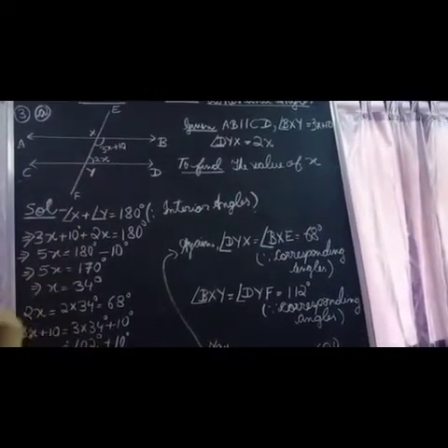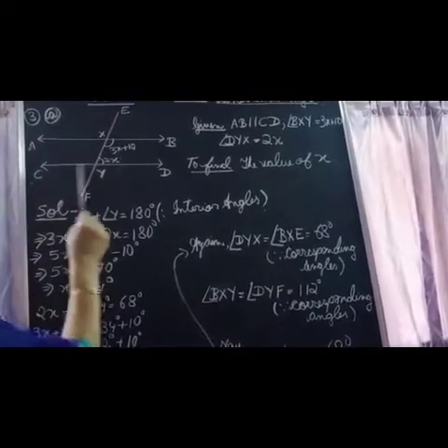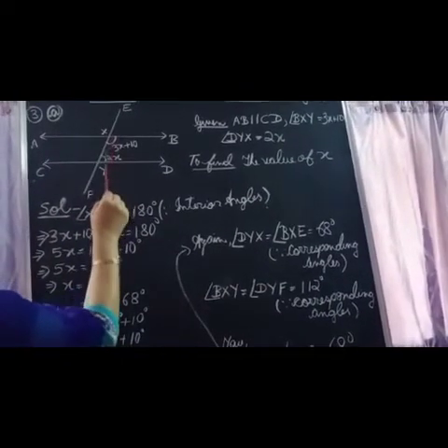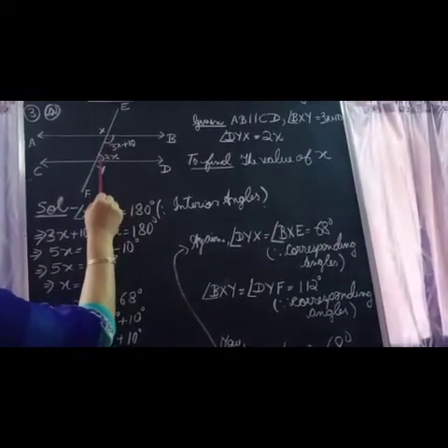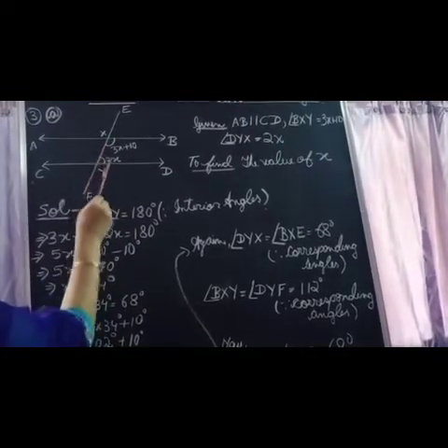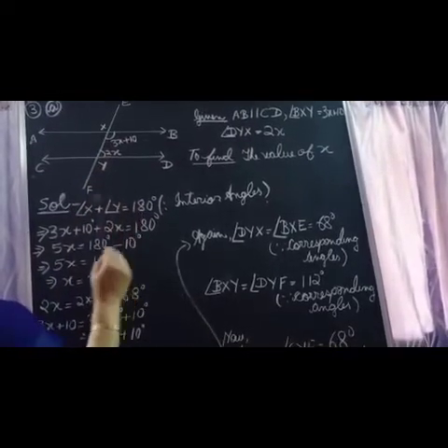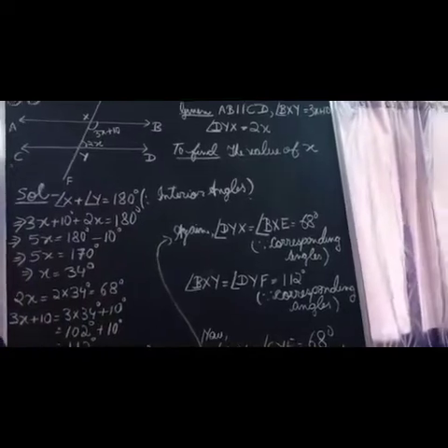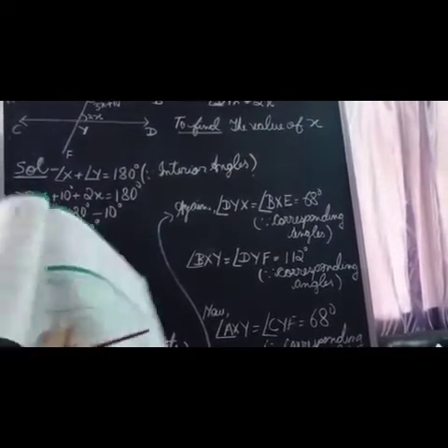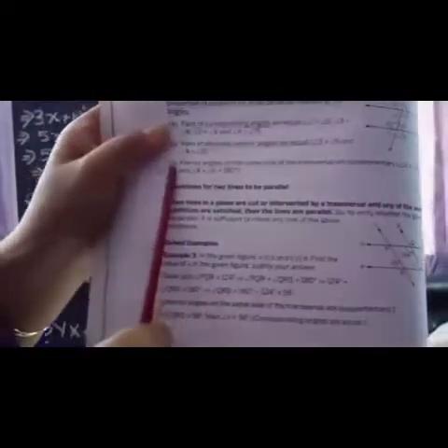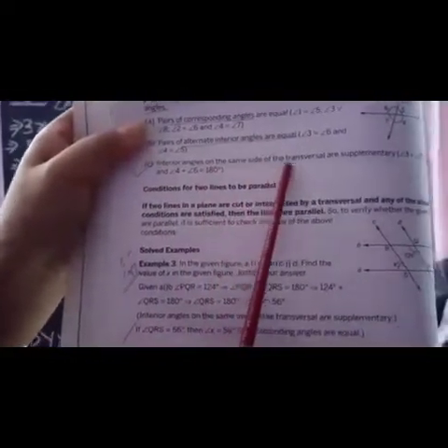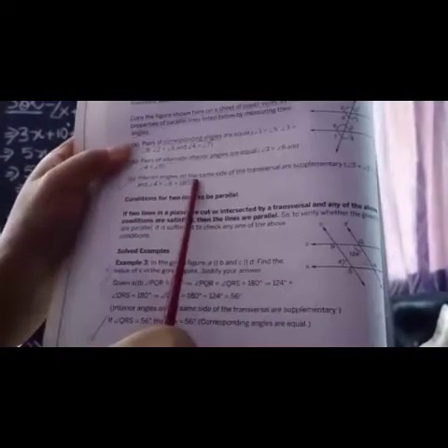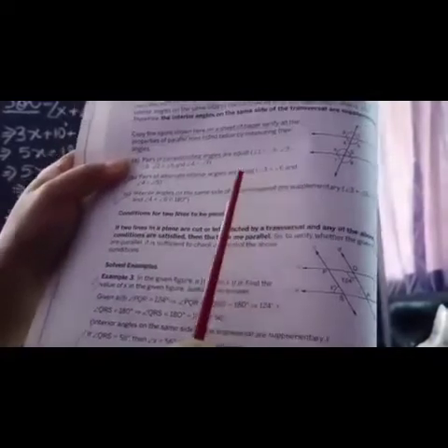How will we start the sum? We know the property that the measurement of two interior angles on the same side of the transversal is equal to 180 degrees. Now this property you will find here, since we have already studied this. Interior angles on the same side of the transversal are supplementary. So here you will find this property already mentioned.